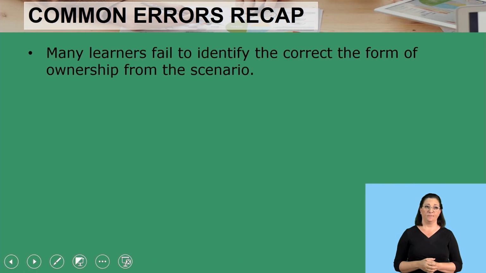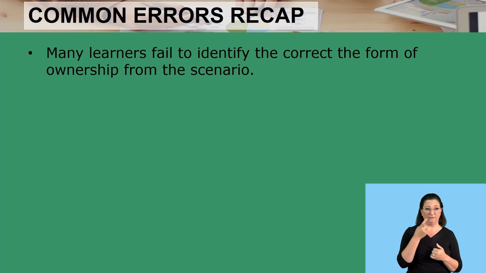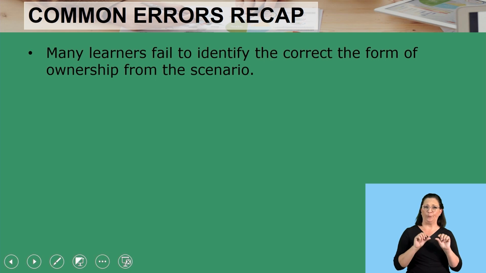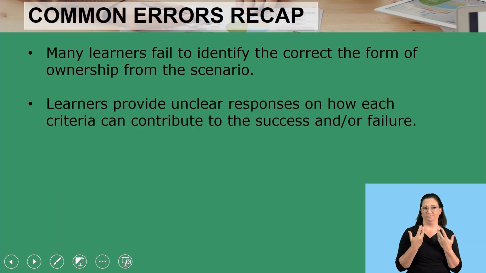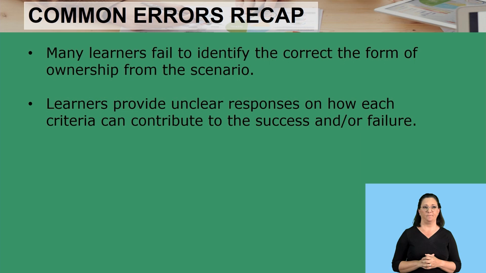Then, common errors recap. Many learners fail to identify the correct form of ownership from a scenario. That is a challenge, and learners provide unclear responses on how each criteria can contribute to the success or failure. What is key to note is that if you fail to identify the correct form of ownership, it means you would be providing incorrect criteria.